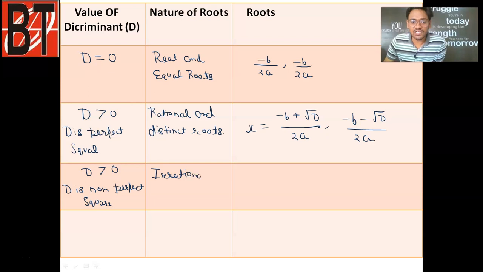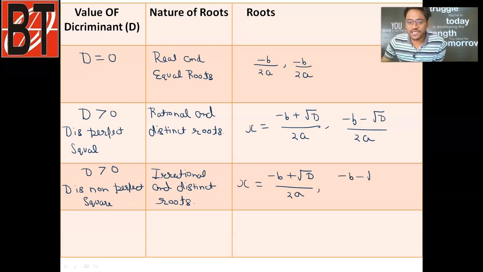Two irrational and distinct roots will be there. The roots are going to be x is minus b plus root D upon 2a, the one root, and the other root is going to be minus b minus root D upon 2a, because root D is irrational.